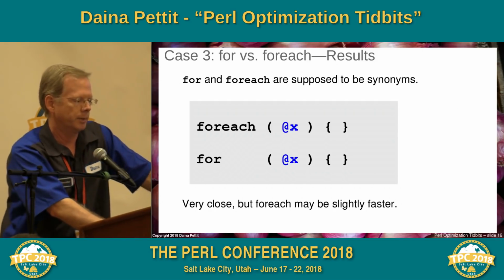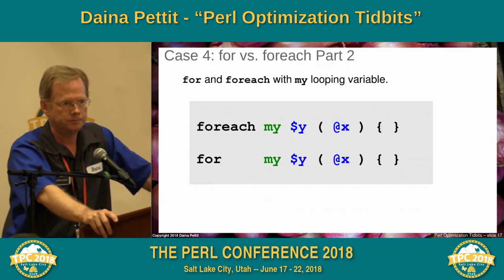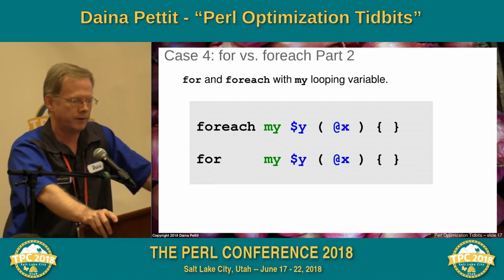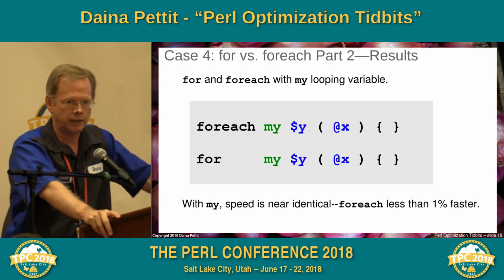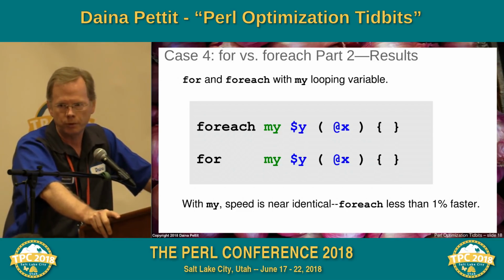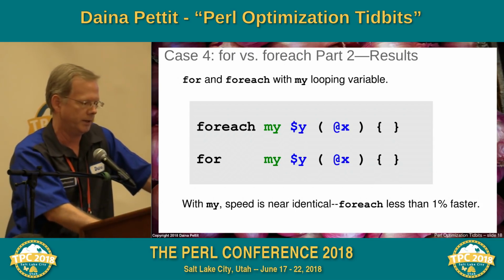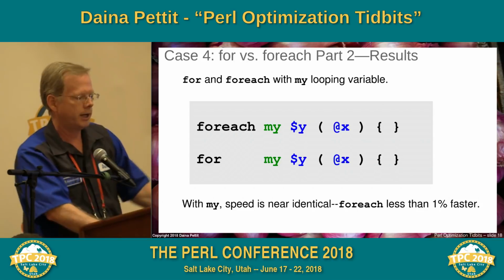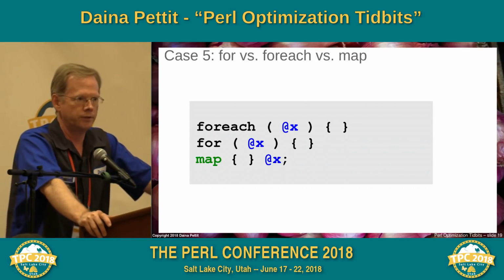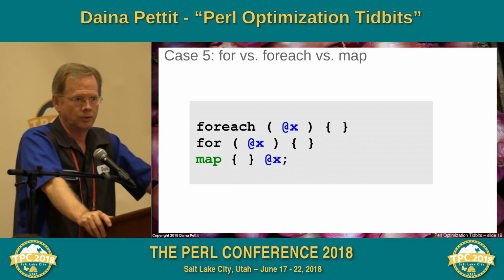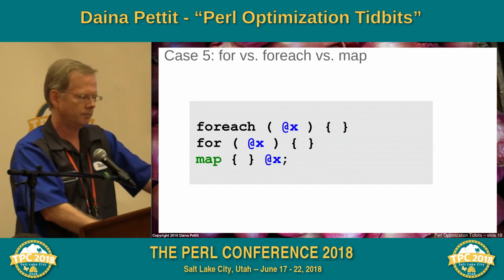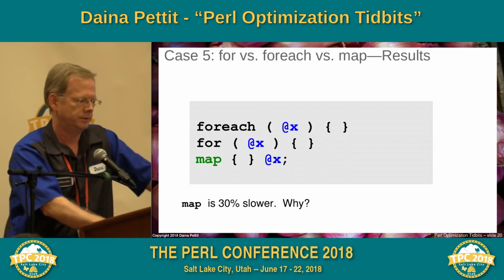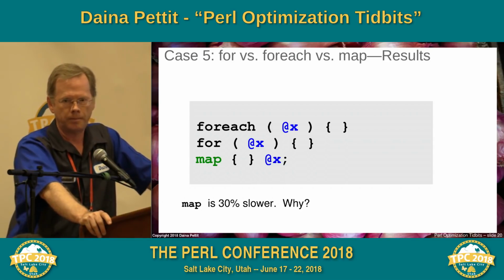Now let's make a little bit of a change on that. Let's throw in a looping variable. So we have a my variable as our looping variable. Does that make a difference? Again, the speed is nearly identical. There's less than 1% difference, so it's probably within a margin of error, so we wouldn't worry about that. Let's compare case 5, for versus foreach versus a map, because there's a lot of things you can do with any one of them that's the same. And it turns out that map is 30% slower.